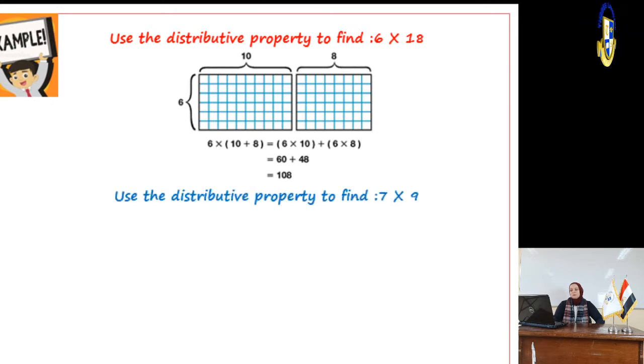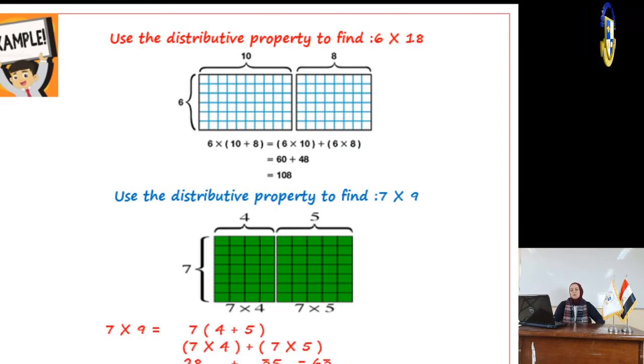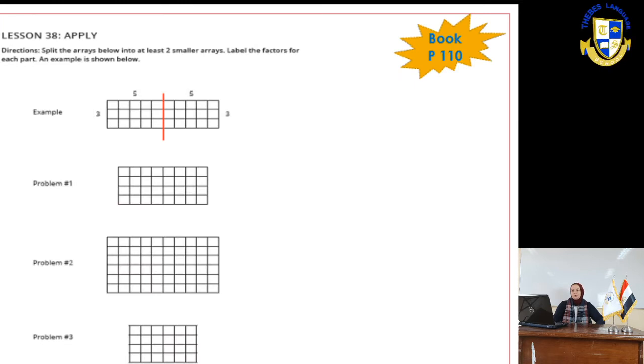Now another example, use the distributive property to find 7 times 9. Here we have an array, consists of 7 rows and 9 columns. We are going to break the 9 columns into 4 and 5, okay? So we are going to make 7 times 4 and 7 times 5, okay? Now 7 times 9 means 7 times 4 plus 5, because 9 equals 4 plus 5, okay? So we are going to make 7 times 4 plus 7 times 5. 7 times 4 equals 28 plus 35 equals 63. Now in the next page, book page 110.